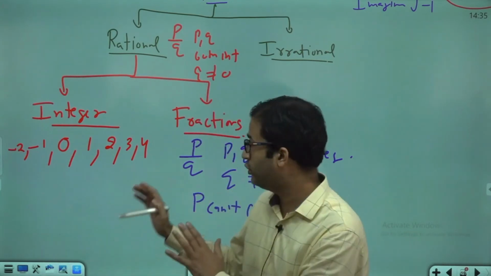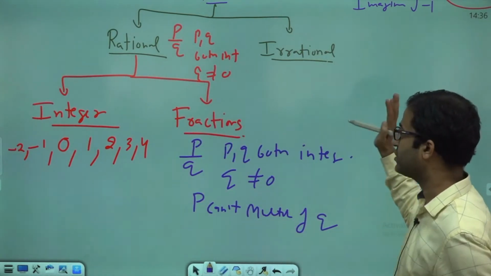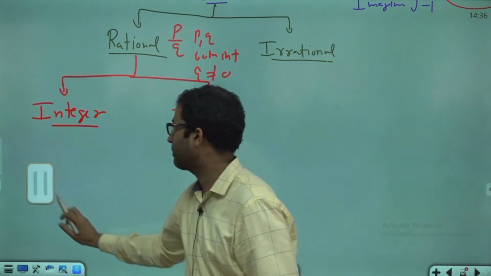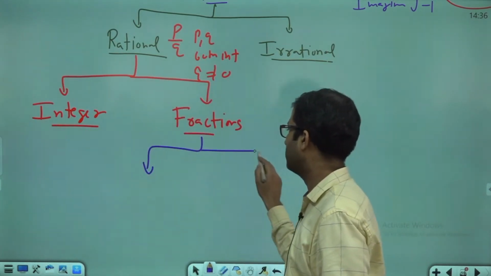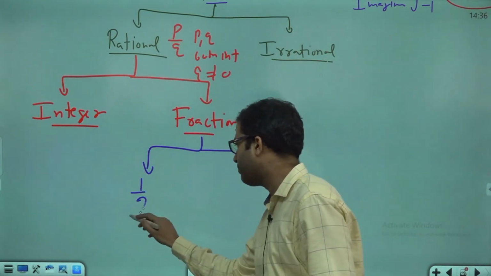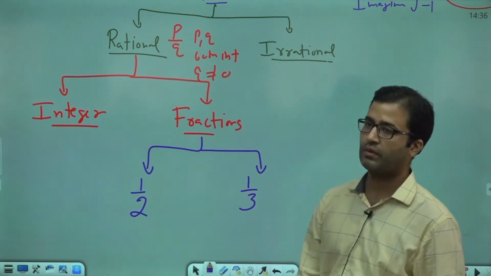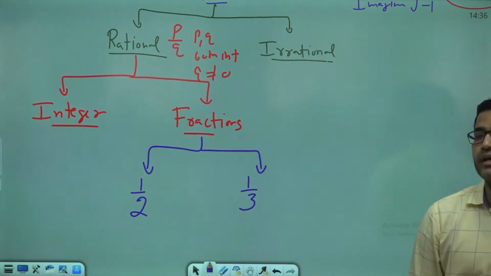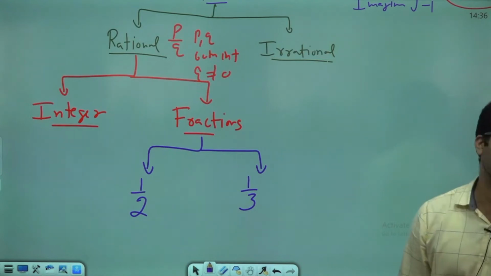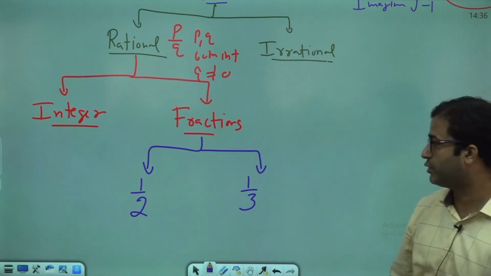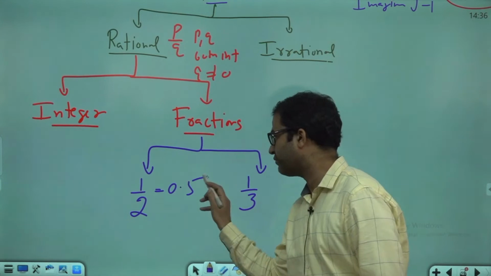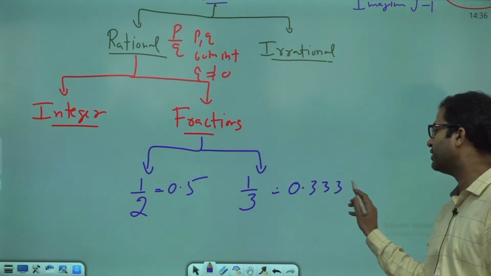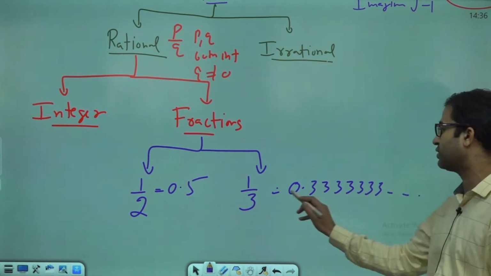Okay. Now we will talk about irrational numbers also again. Now fractions we divide in two parts. I give example 1 by 2 and 1 by 3. It's the same, but there is a difference. Here when we convert this in decimal, what is 1 by 2? 0.5. And what is 1 by 3? 0.33333333.